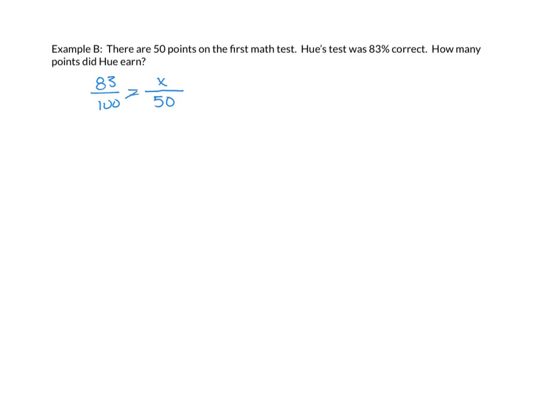If we cross multiply, we get 100x equals 4,150. We divide by 100. We get X equals 41.5. So Hugh earned 41.5 points.